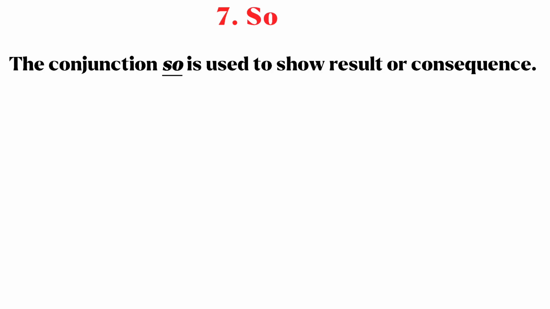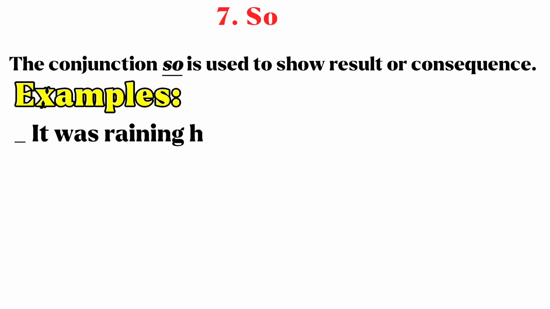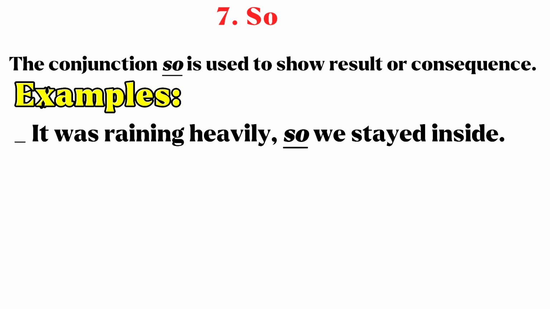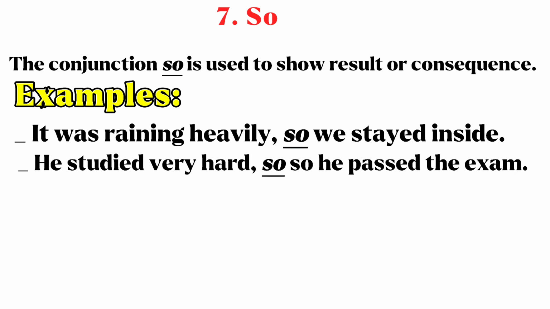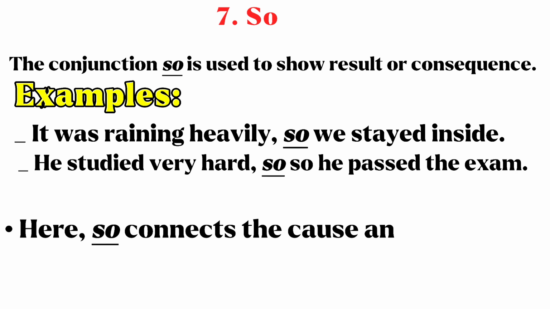Seventh, which is the last in FANBOYS, is so. The conjunction so is used to show result or consequence. Examples: It was raining heavily, so we stayed inside. He studied very hard, so he passed the exam. Here, so connects the cause and the result.